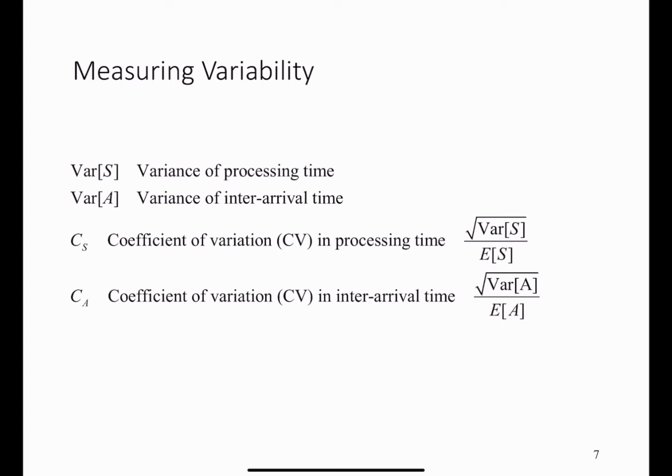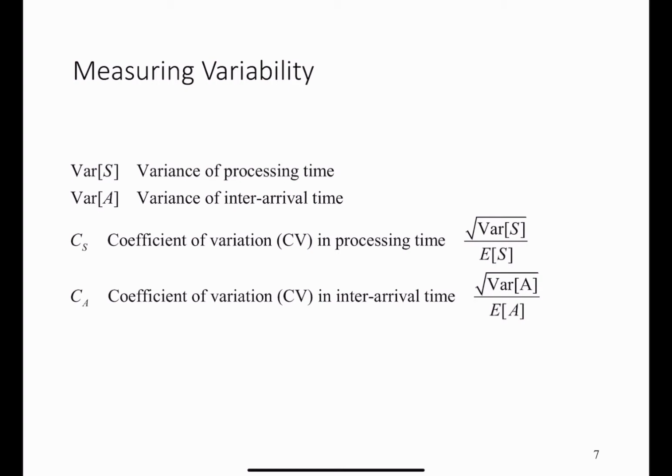So one thing we can do is to calculate the coefficient of variation. We call CS the coefficient of variation in processing time. The formulation is the standard deviation of your processing time divided by the expected value of your processing time. Similarly, CA is the coefficient of variation in inter-arrival time, and the formulation is the standard deviation of your inter-arrival time divided by the expected value of your inter-arrival time.